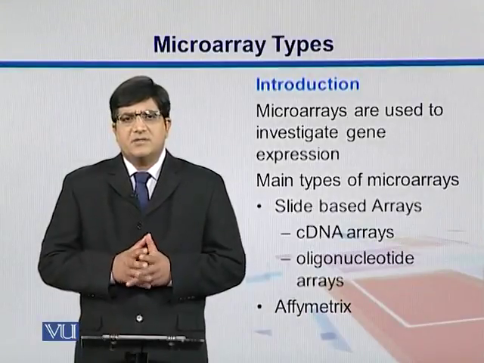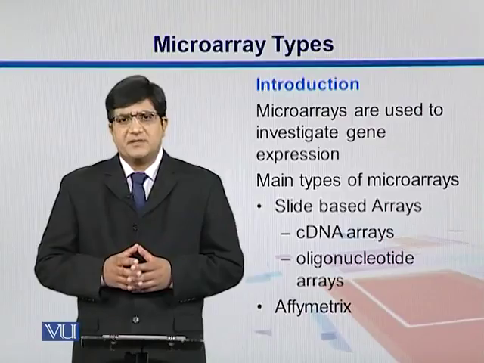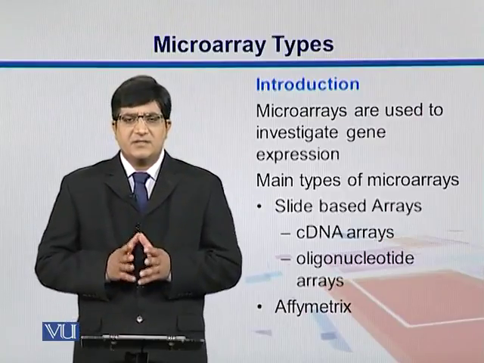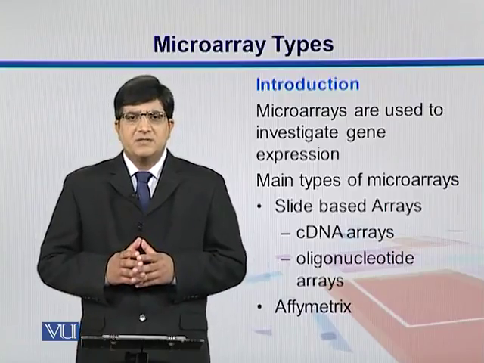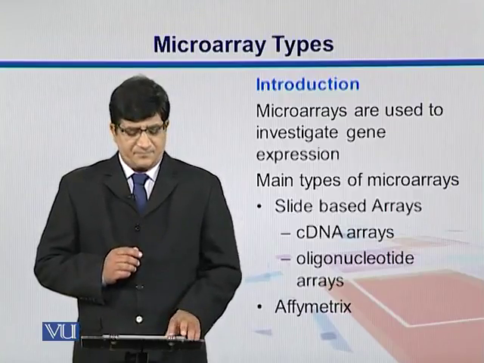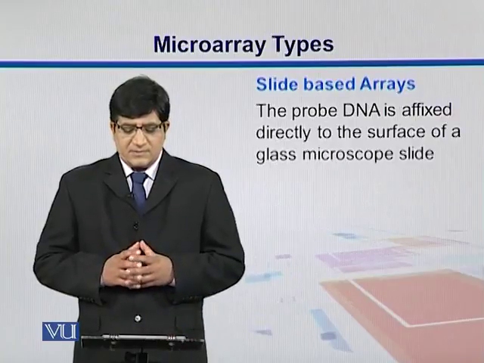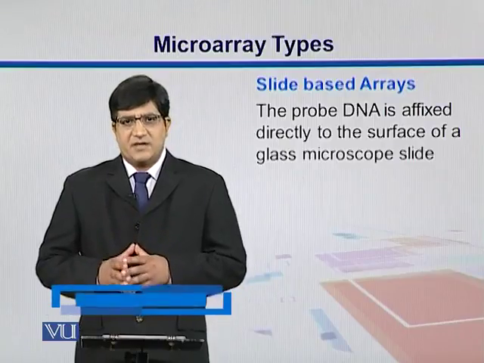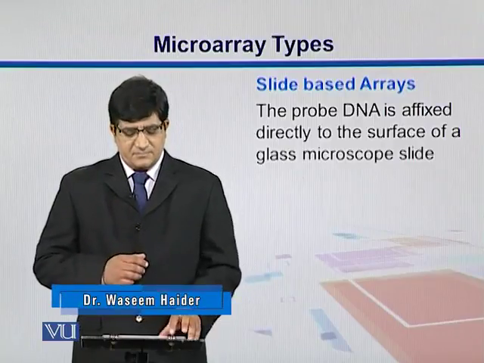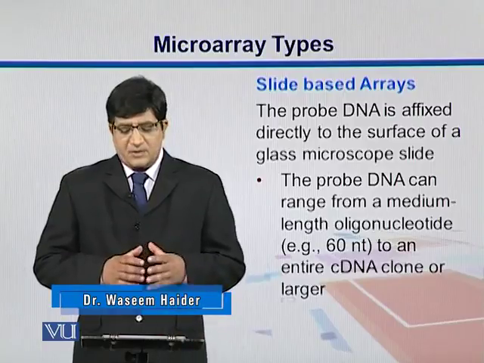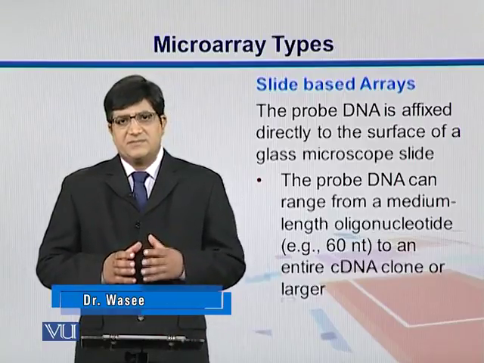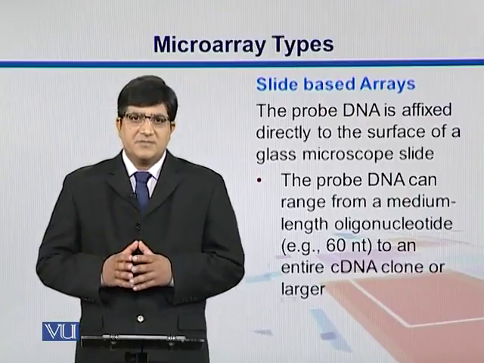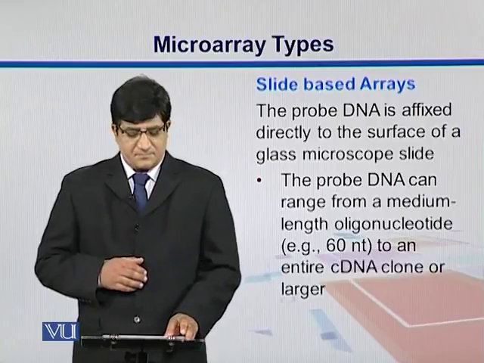Microarrays are used to get an idea about gene expression, and we see that there are two main types of microarrays. One of them is slide-based arrays, and the other one is Affymetrix, where we use specially designed chips. In slide-based arrays, the probe is fixed directly to the surface of a glass microscope slide, so the probes are there on the slide. These probes can range in size from maybe 60 nucleotides, or we can also have entire long cDNA present on those slides.